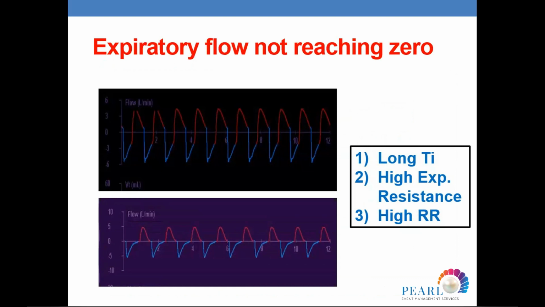Then the expiratory flow not reaching zero. Either it is a long I-time, so I'm not giving time for the expiration, or there is high expiratory resistance, or there is a high respiratory rate. Sometimes our juniors in the unit, when there is high CO2, will go and increase the rate. Maybe this is the problem. You actually need to reduce the rate to adjust the ventilation. Because here it is not reaching zero, it causes a sort of air trapping, and this air trapping will cause an increase in the CO2.